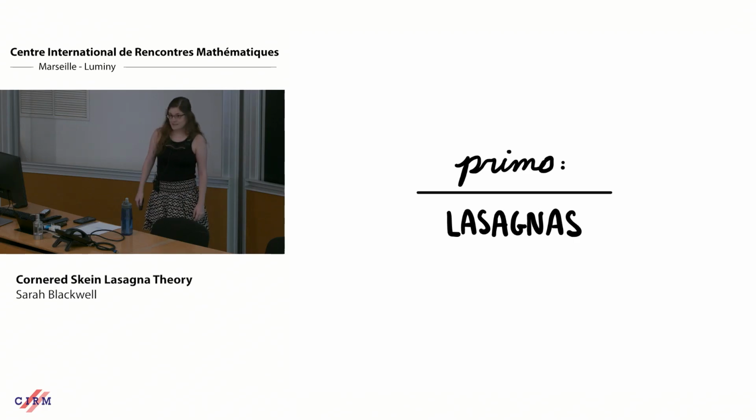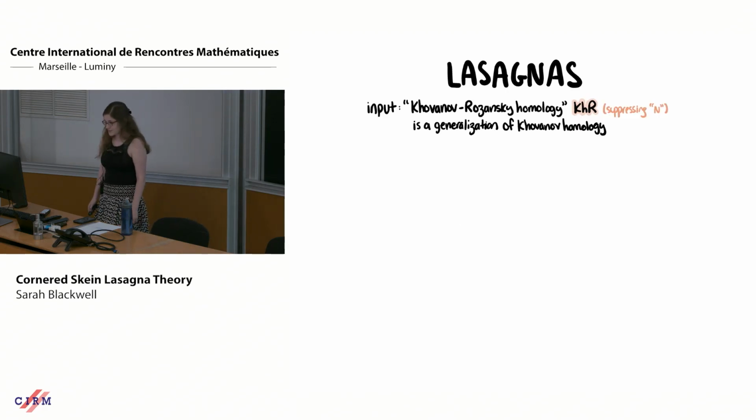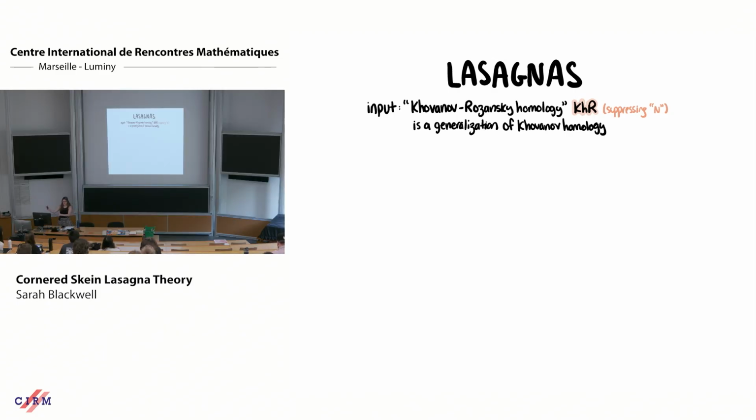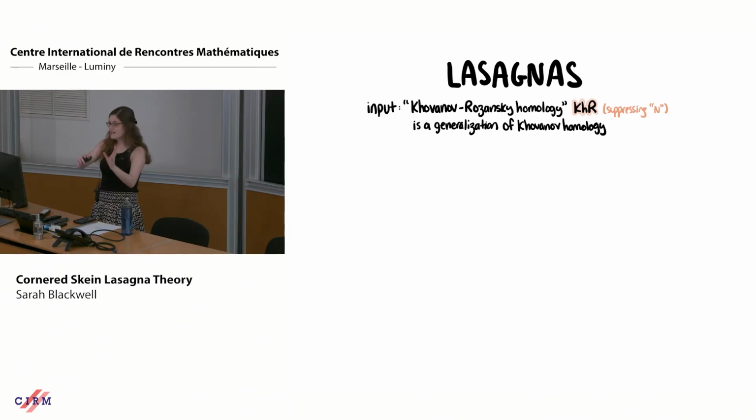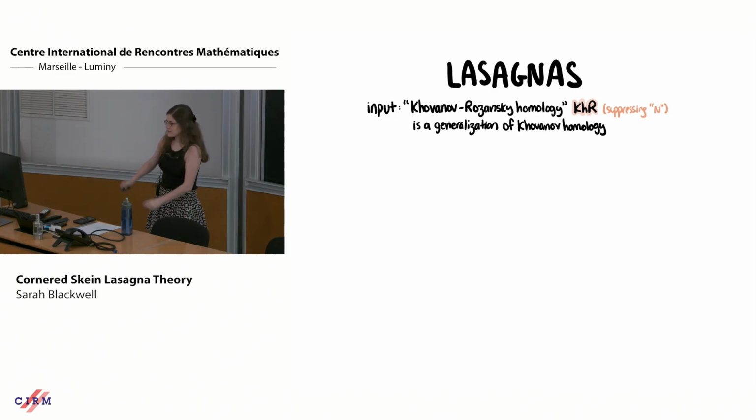All right, let's talk about lasagnas. So for these Skein Lasagna modules, it takes as input some kind of link homology theory, oftentimes Khovanov-Rozansky homology, which I'll denote KHR. Really, there's supposed to be an N there because this is a family of homologies, really supposed to be GL_N Khovanov-Rozansky homology; as you vary N, you get different ones. But I'm just going to suppress that.